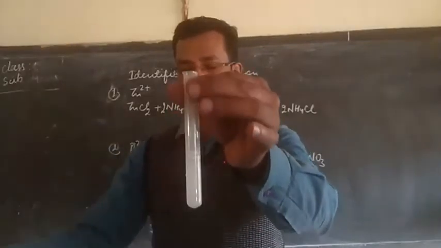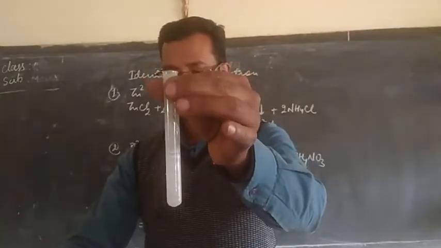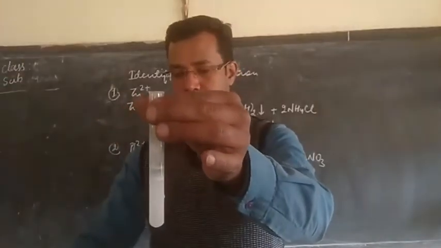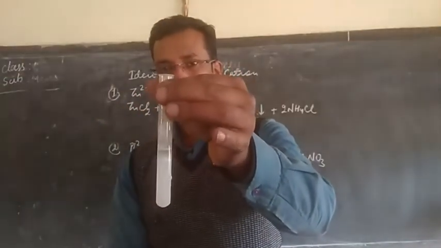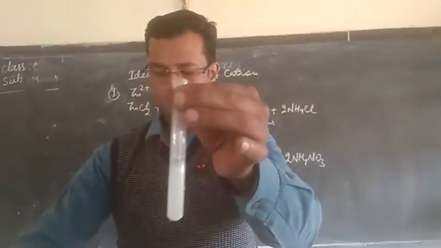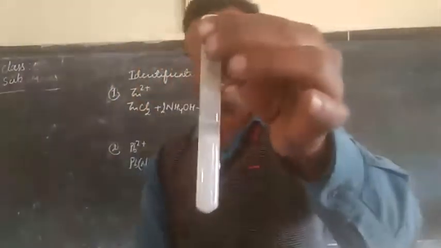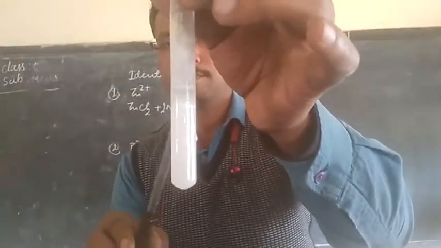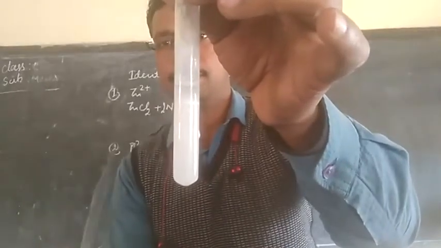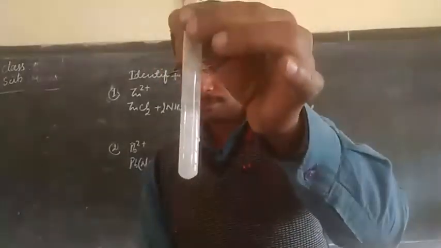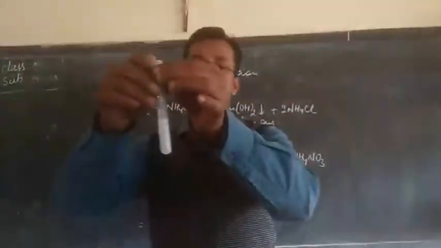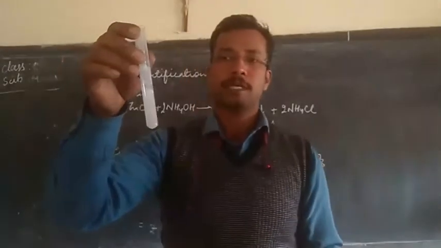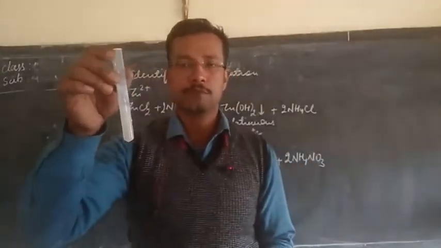Now if I show you, you can see again a white precipitate has been formed. Let me bring it closer. So you can see a white precipitate here has been formed. This is the white precipitate. But it does not look as thick as the white precipitate of zinc hydroxide. This can be one of the differences between the two.